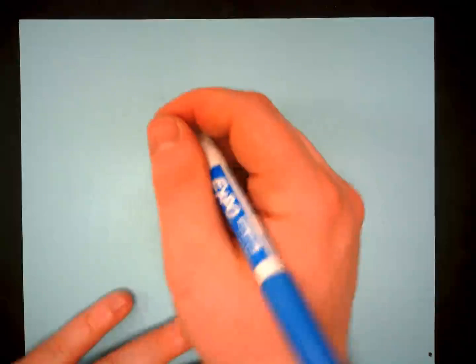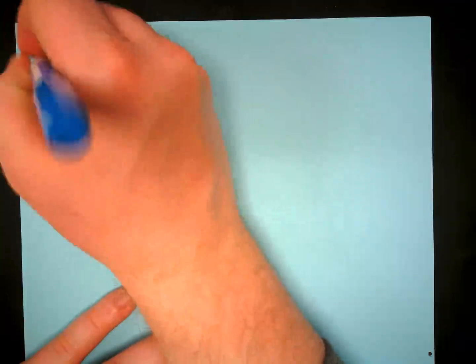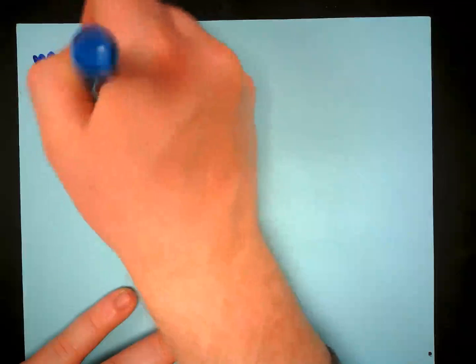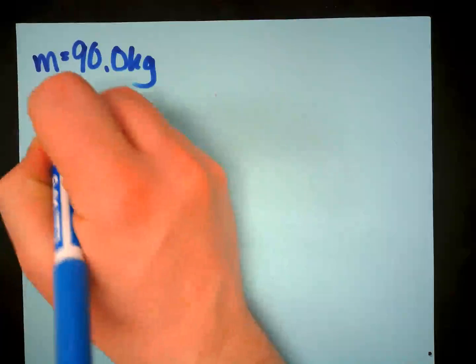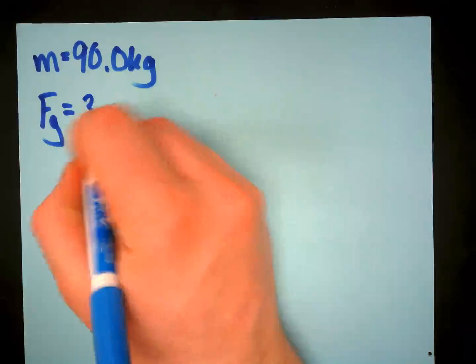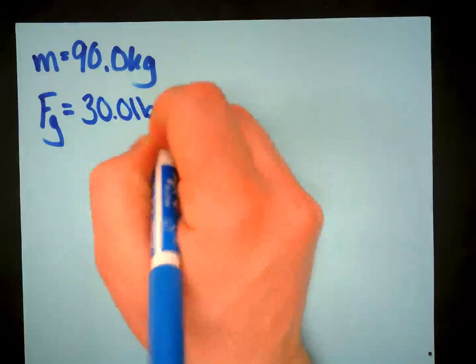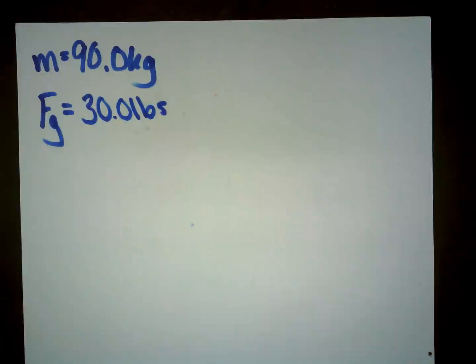What we should do is recognize that we are given a decent number of variables here. We're first given Pete's mass, and Pete's mass is going to be 90 kilograms. And not only that, we're also given his weight. So technically speaking, this is going to be his F of G, which is 30 pounds. Now, of course, we've got to change this, because we can't use pounds. We need to have this in newtons.